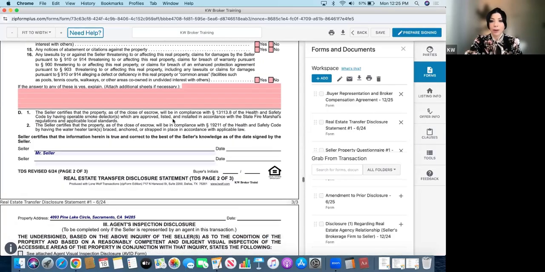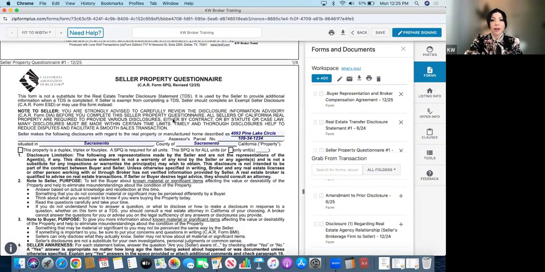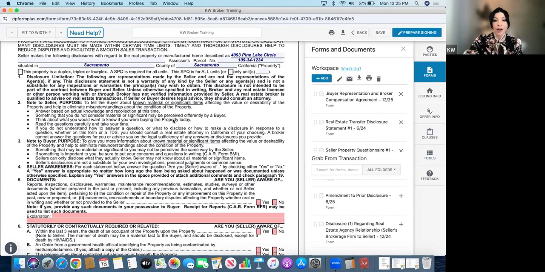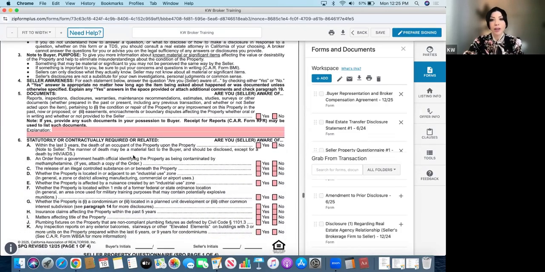Okay. All right. Moving right along. Now, this one is the SPQ. This one is a lot more thorough because there are actual spots here for everything to be filled out if there was information. So I get this question often.